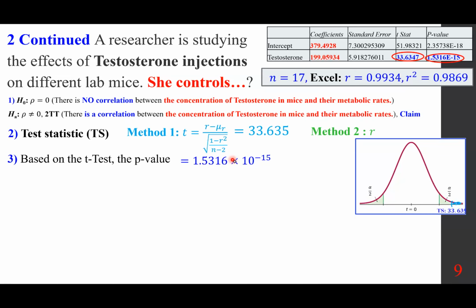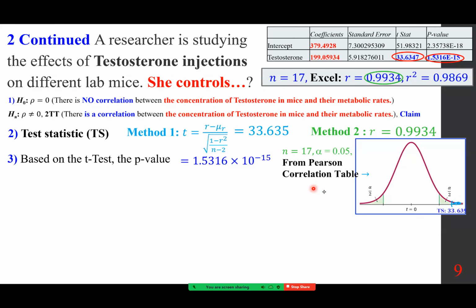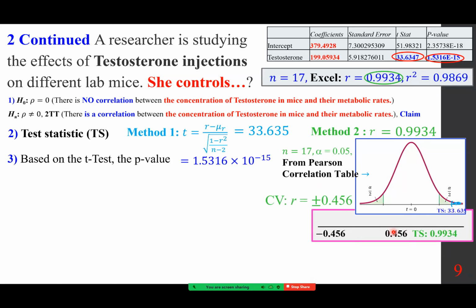If we go with method 2, which is simply using R, here's the value of R, everybody. From Pearson, N is 17, alpha is 0.05. I showed you the table. It gives you these two values. If you were to draw a line, we have these two values. And this number, 0.9934, it's way into the rejection region. So whether you go with that or the p-value, this is almost 0.